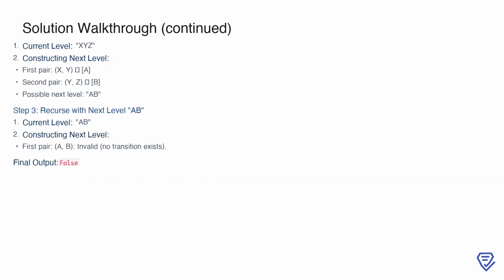For the first pair in XYZ, X, Y, the transition map gives A. For the second pair, Y, Z, the map gives B. Combining these, the possible next level is AB. Recursing with this new level AB, we process the only pair, A, B. However, the transition map does not contain any valid transitions for A, B, making it impossible to proceed further. As a result, the pyramid construction fails, and the output for this example is false.